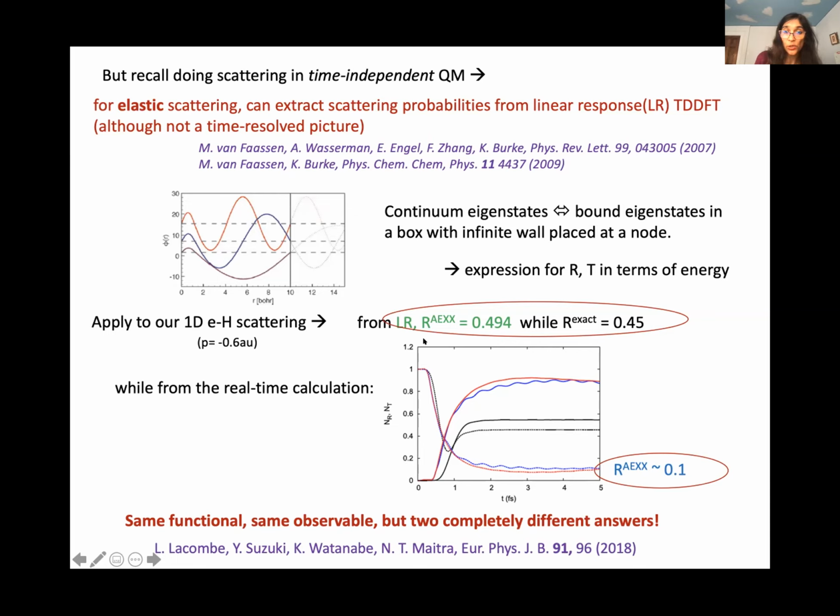The real-time calculation is so poor, but the linear response result is accurate. Again, you can only do this for elastic scattering, and you can only really get final steady state values because we don't get the time-resolved picture.